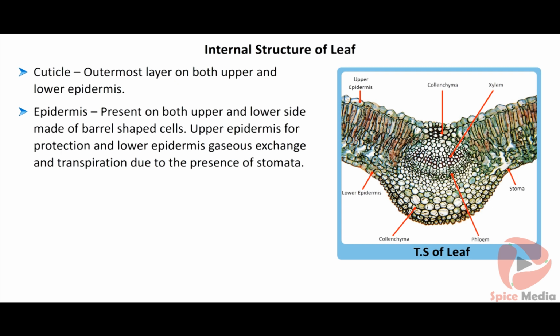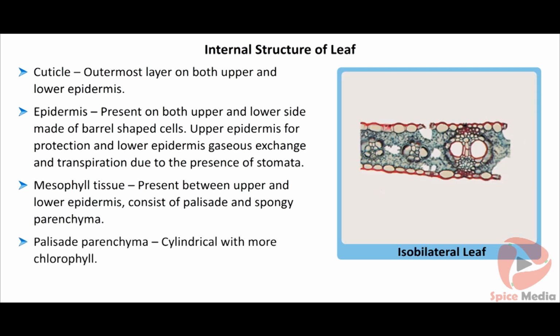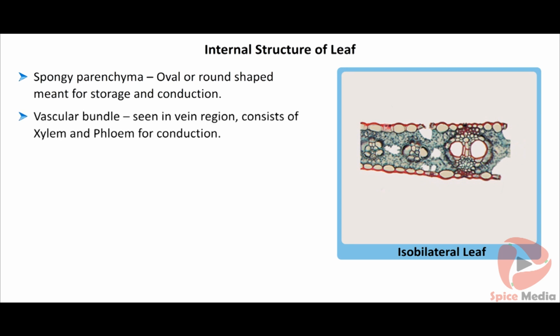The outermost layer of the leaf is cuticle, which covers both upper and lower epidermis. Upper and lower epidermis are made up of barrel-shaped cells, wherein the upper epidermis is meant for protection and the lower epidermis is meant for gaseous exchange and transpiration due to the presence of stomata. In between the upper and lower epidermis is a tissue called mesophyll tissue, which has palisade and spongy parenchyma. Palisade parenchyma is cylindrical with enormous chlorophyll and helps in photosynthesis. Spongy parenchyma is oval or round-shaped without chlorophyll and helps in storage and conduction.